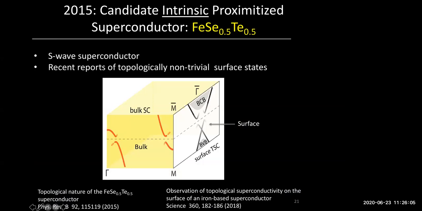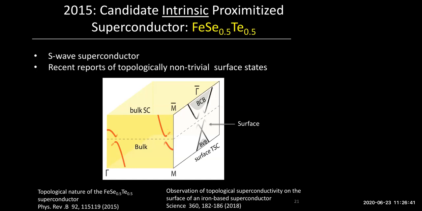This material has been known to be superconducting for many, many years. But what they discovered in 2015 is that this material is also topologically non-trivial. What they found doing band structure calculations is that at the gamma point of the Brillouin zone, one of the bands shows band inversion, and band inversion is necessary for getting non-trivial topology. So they showed that the bulk of the system is topologically non-trivial.